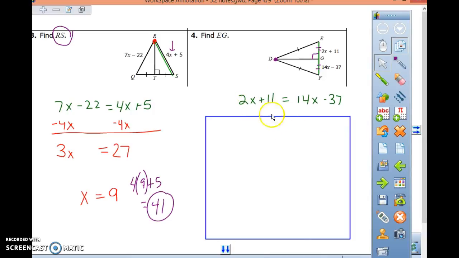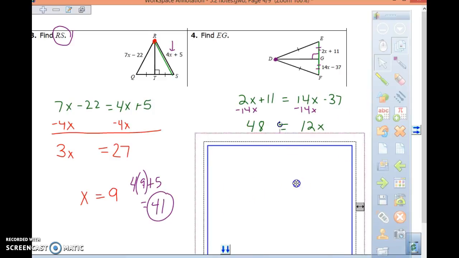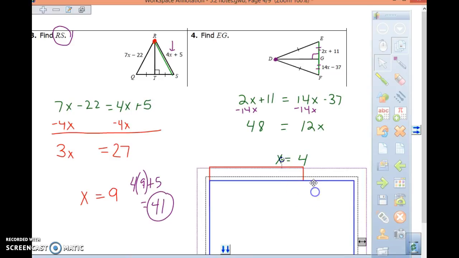So we're going to subtract 2 and get 12x, add 37. 48 equals 12x. I like to do my adding and subtracting so that my x value is positive. So that's why I didn't subtract 14x. Subtract 14x to get a negative 12. And then the last step was to divide by 12.